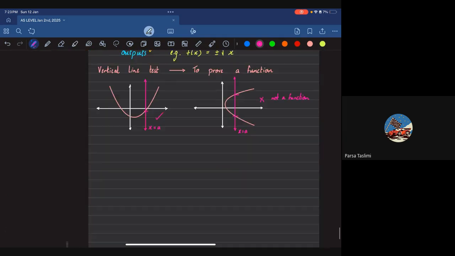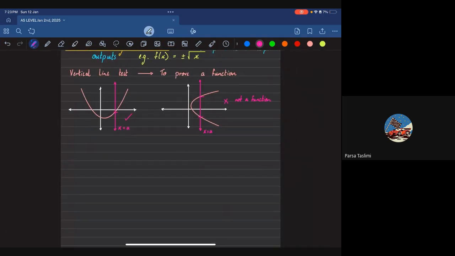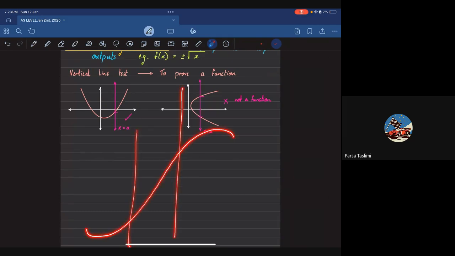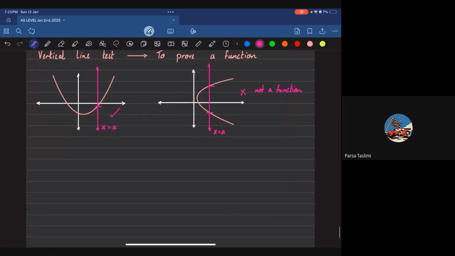All right. For example, another, now you can say that graphs like these also pass the vertical line tests. The vertical line needs to intersect only once. Okay, it needs to have only one intersect. And another very common example of not a function is the circle equation. The circle equation is not a function.